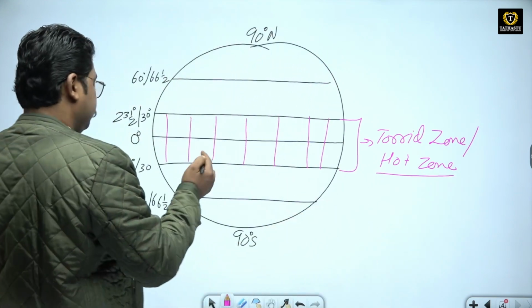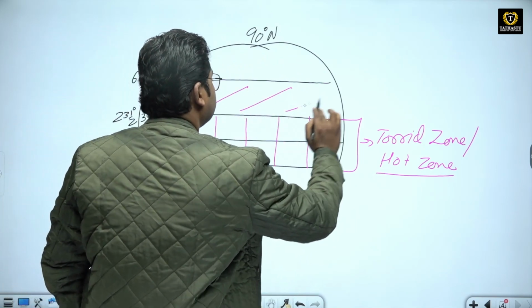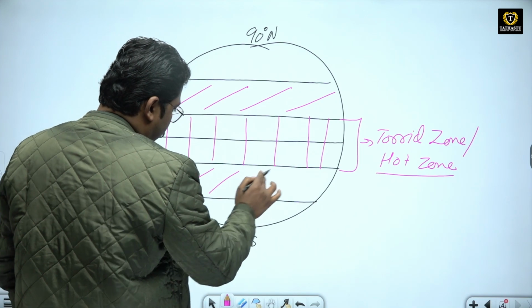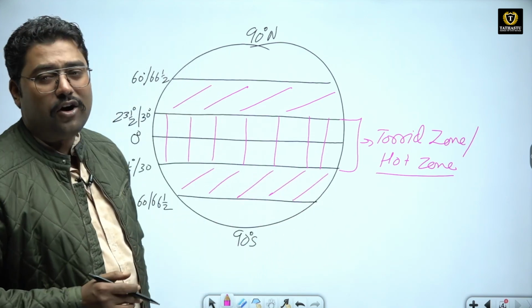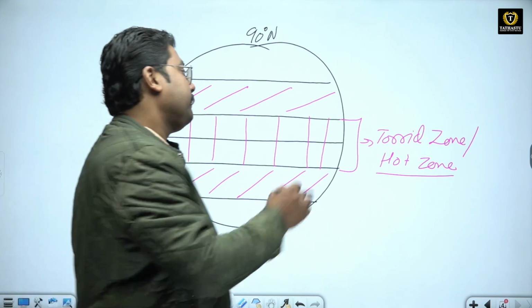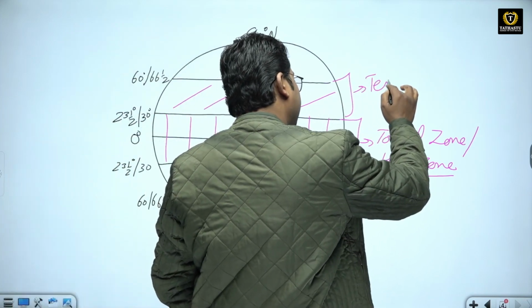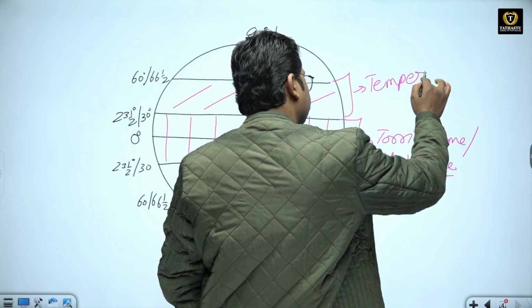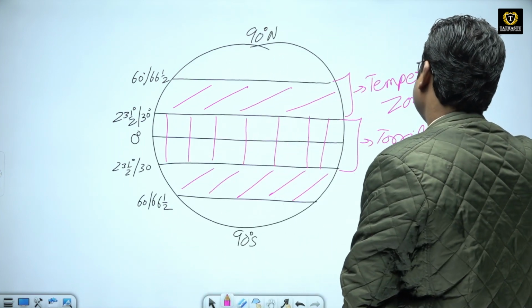Then after 30 to 60, the sun rays are neither vertical nor horizontal. They are slanting or oblique, due to which the income and expenditure is the same, and it is considered as temperate zone.